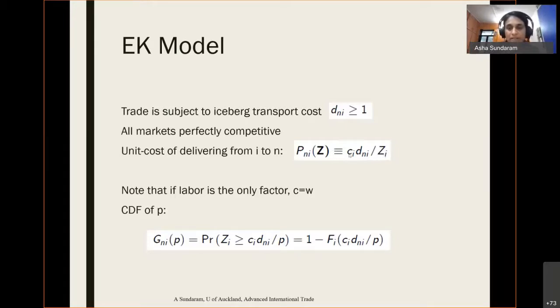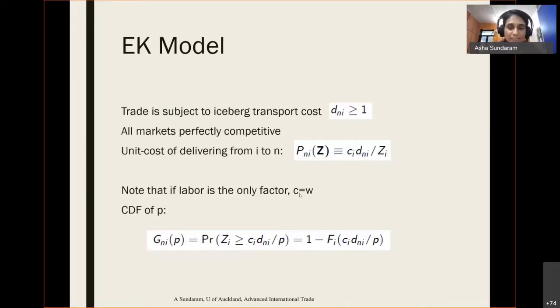In other words, c_i drives the marginal cost of making that commodity in China. Remember, i is China here. So c_i tells you how expensive it is to make that commodity in China. d_ni tells you how expensive it is to ship that commodity from China to India. And dividing by z_i says this is normalized by productivity level. So the higher z is, the higher the productivity level in China, and the lower the unit cost of obtaining that product in India. High productivity countries are going to be able to deliver a product to you at a cheaper price. So that's the whole Ricardian concept of productivity and technological differences. Now, in the Ricardian models, labor is the only factor of production.